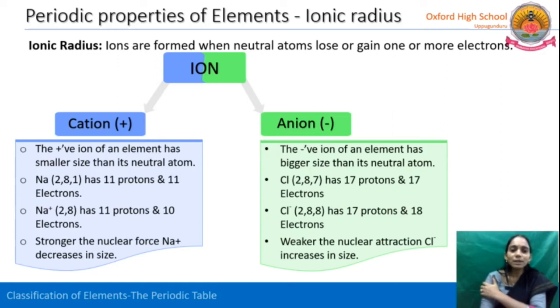So how many shells are here? 3 shells: 2, 8, 1. Sodium belongs to the third period, first A group. It consists of 3 shells. Whereas this is the sodium ion, Na plus. How does the sodium ion form? It loses one electron. Sodium has one electron in its outermost shell, so it easily donates that electron and becomes a positively charged ion. So we call this Na plus, the sodium ion.